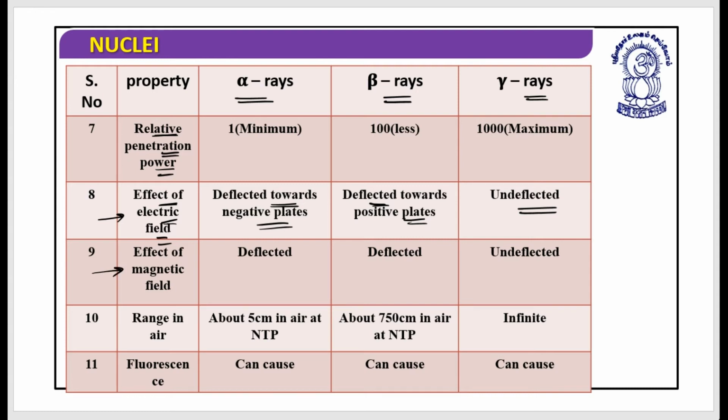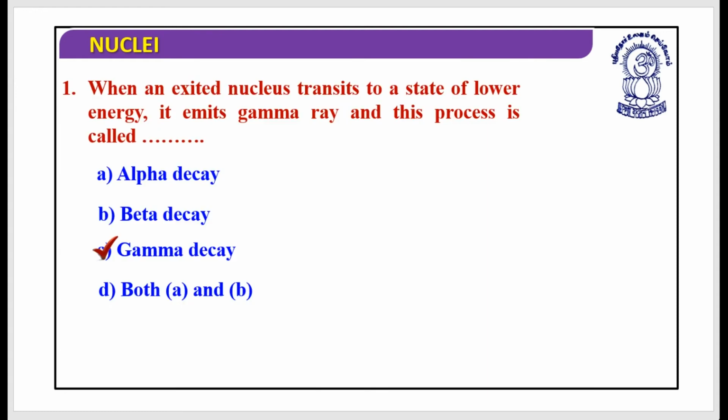Let's discuss the effect of magnetic field. Alpha rays are deflected. Beta rays will also be deflected in a magnetic field, and gamma rays are undeflected. Yes, so this is the range in air and fluorescence. Please try to remember this, and this will help us a lot to clear the questions. I hope this is clear. Is it clear? Now let's look at certain quick questions.